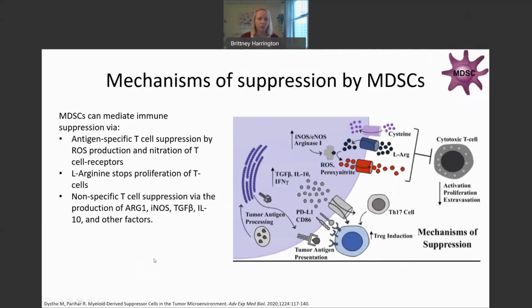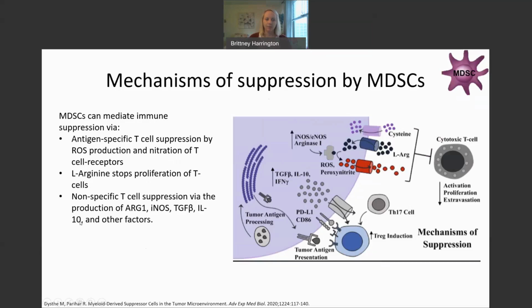So there are multiple ways how MDSCs suppress T cells. Specifically, they can produce a lot of factors that interfere with T cell activation and proliferation. So they can produce reactive oxygen species and nitrites that interfere with T cell receptors. Production of L-arginine depletion prevents T cells from proliferating. And then there are other non-specific factors that can just interfere with T cell function, including TGF beta and IL-10.